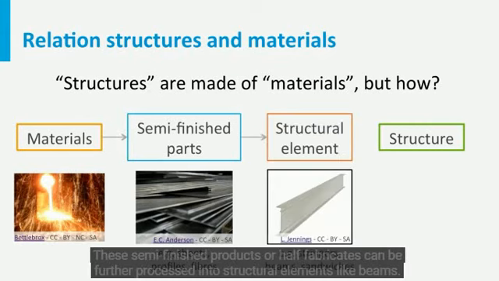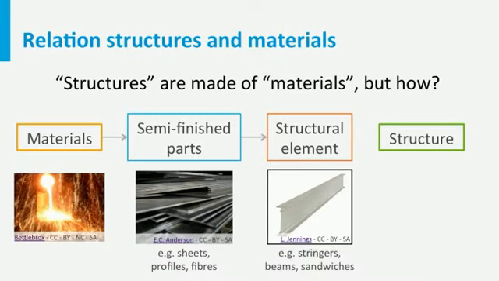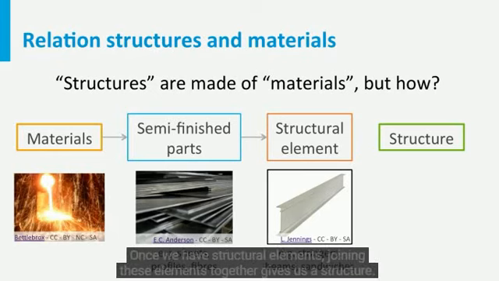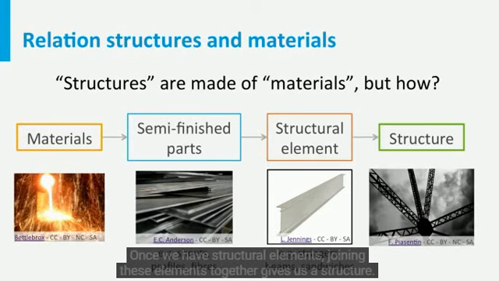These semi-finished products, or half fabricates, can be further processed into structural elements like beams. A metal sheet, for example, can be cut and formed into a C-frame. Once we have structural elements, joining these elements together gives us a structure.